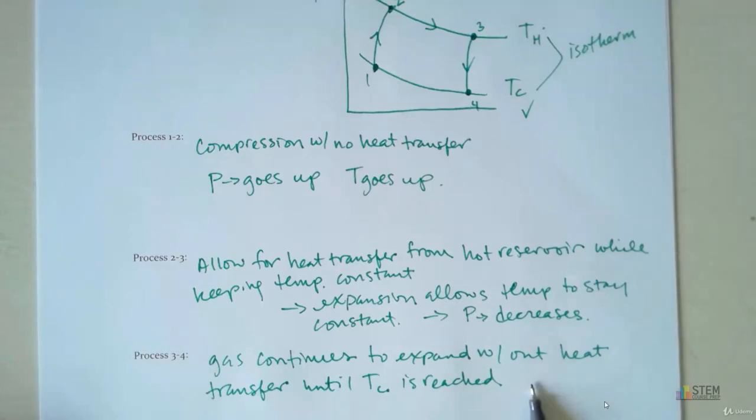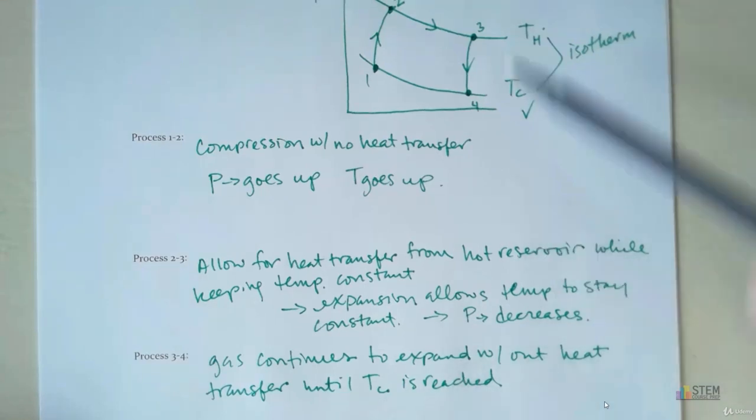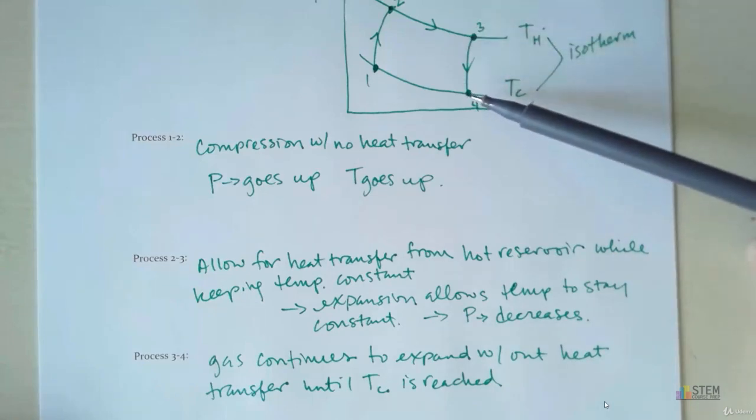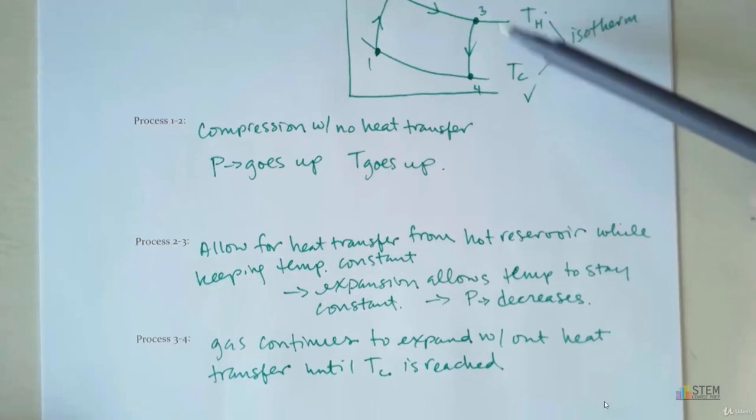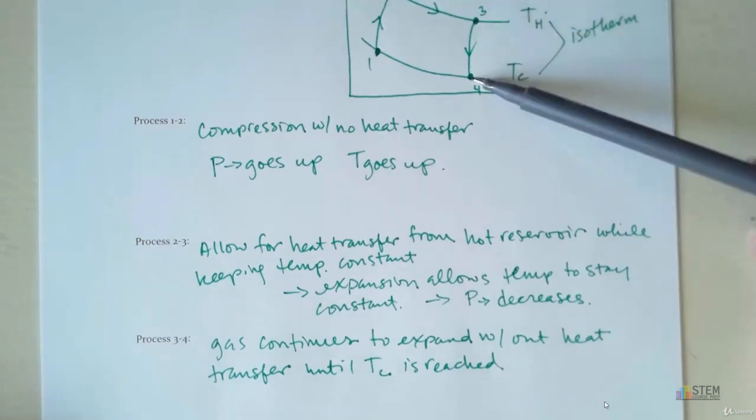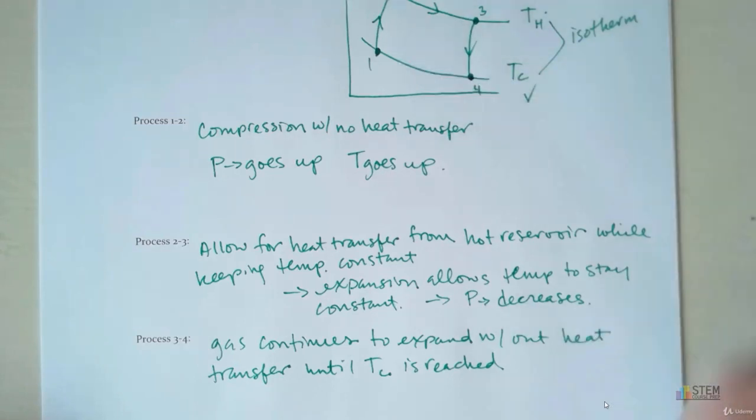Now again, we don't have any heat transfer. We're just allowing the gas to expand until we lower that temperature to TC. In the process, you can see the pressure is going to change because you're allowing the expansion. So pressure drops, we reduce our temperature, and then last thing we need is the process that goes from 4 back to 1.